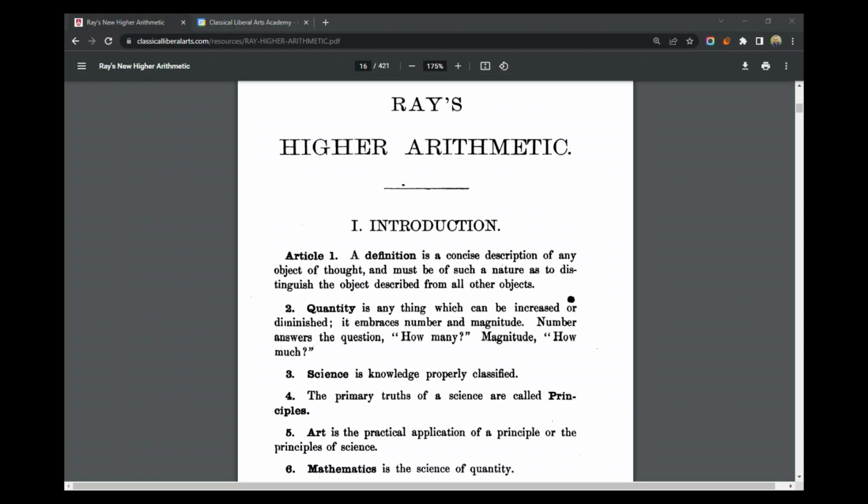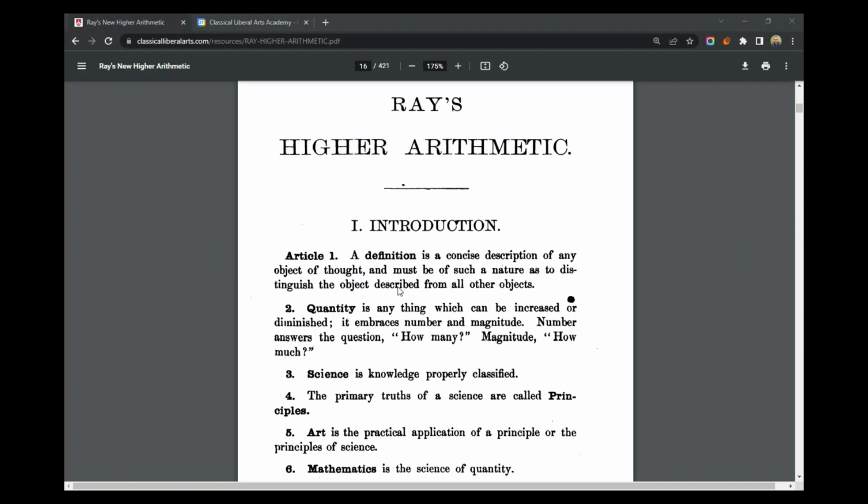Here on the screen we see article number 1, and we have the definition of a definition, as strange as that may be. But we learn what a definition really is. We read, a definition is a concise description of any object of thought, and must be of such a nature as to distinguish the object described from all other objects.